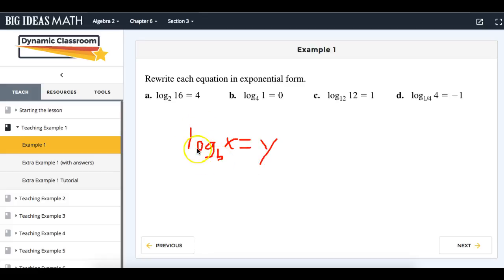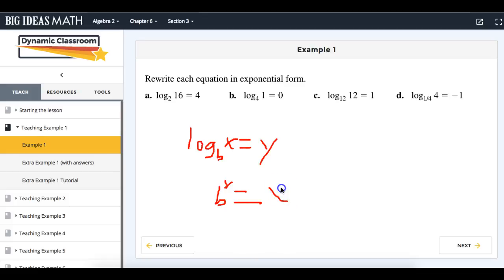So when you see this written right here, we say this is the log base b of x equals y. So this little number that's next to all of our log values is just called the base. The way we would say this first one is log base 2 of 16 equals 4, log base 4 of 1 equals 0, log base 12 of 12 equals 1, and so forth. So the way the log function is defined is the log base b of x equals y. The way we would write this in exponential form is b to the y power equals x.